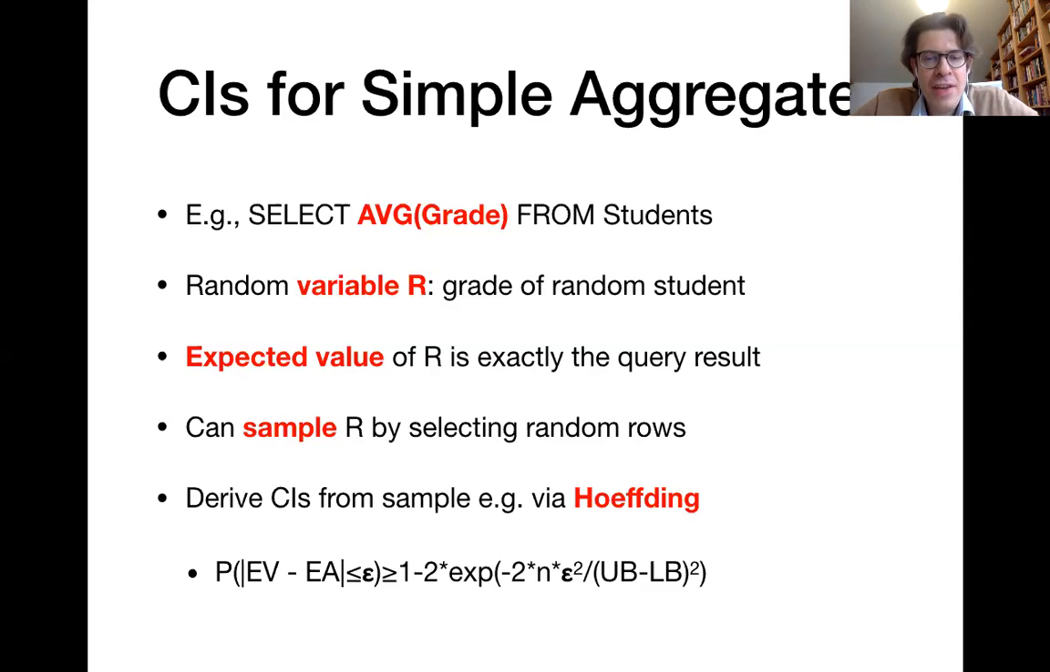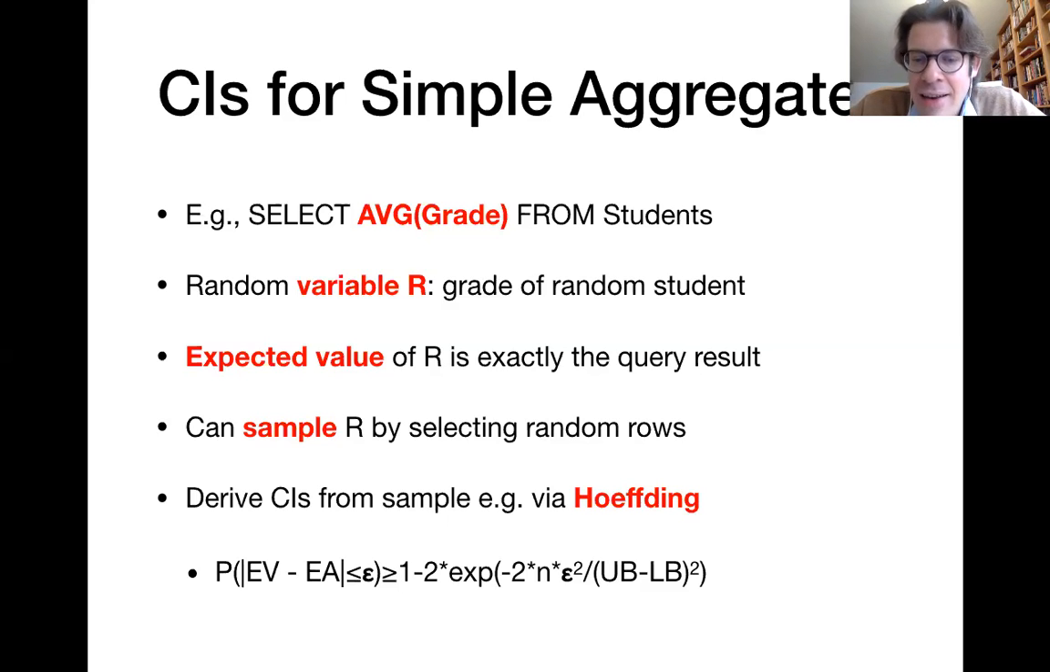And here, EV, that is the expected value, and EA, that is the empirical average. So based on the average from the sample that I have obtained, I want to bound the distance between that average from the sample and the true expected value, at the same time, the query result that I'm looking for. And the probability that this distance is smaller than or equal to epsilon is greater or equal to the term that you see on the right-hand side.